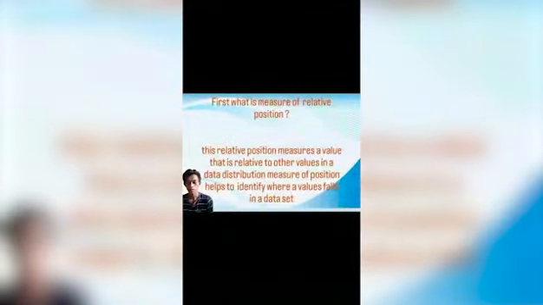So, first, what is the measure of relative position? The relative position measures a value of data relative to others. The values in a data distribution, measures of position help to identify where values fall in the data set. Mathematics in the Modern World.